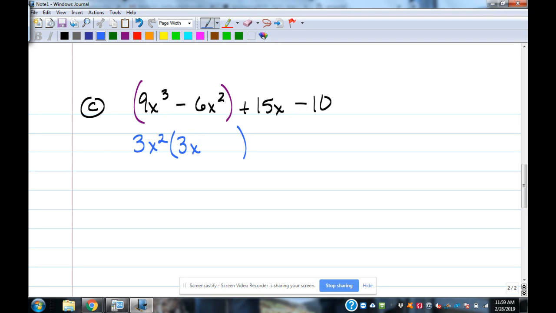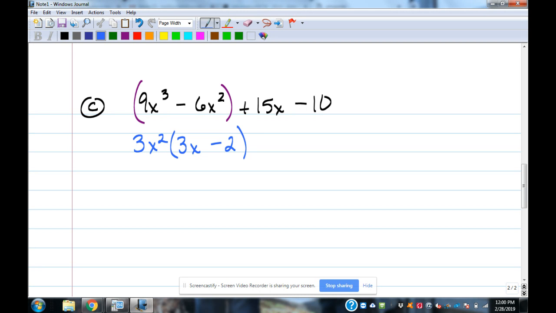3 times 3 gets me the 9. X squared times x would be x cubed. So that's why it's 3x. 3 times a negative 2 would be negative 6. So it's a minus 2. Do we need any more x's? No, because we got x squared out here, and that's all that was there. Okay, so there's the factoring of the first half.